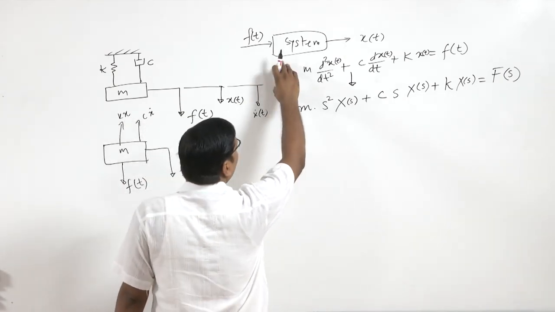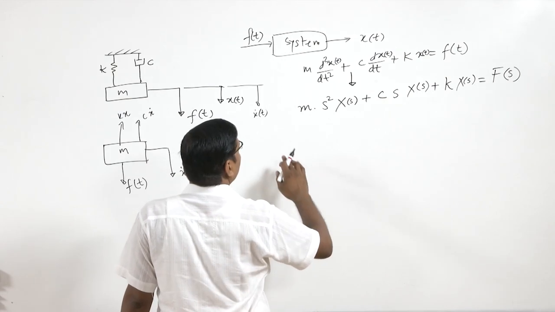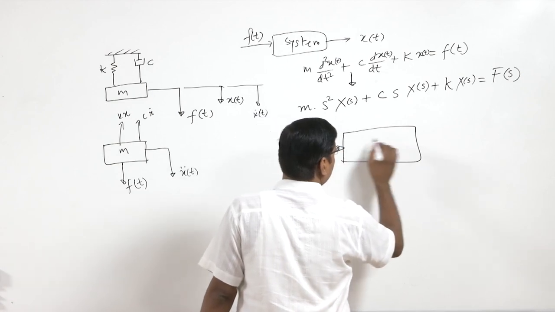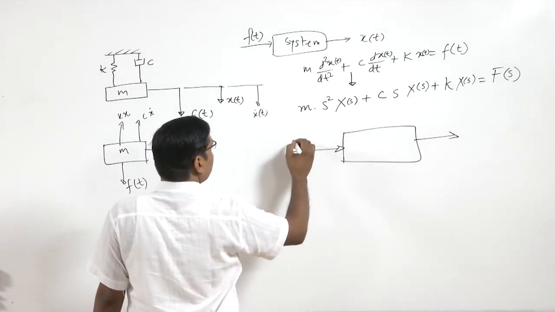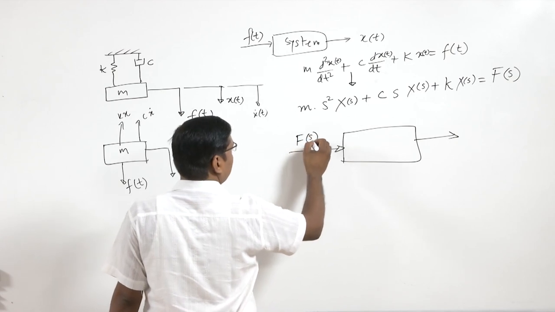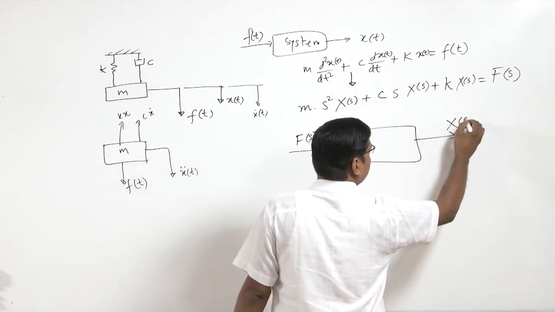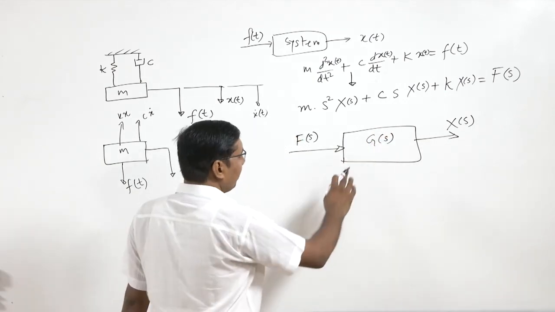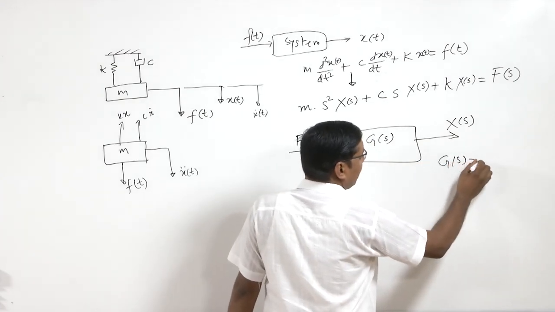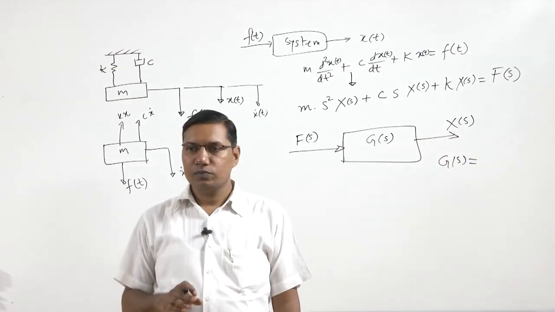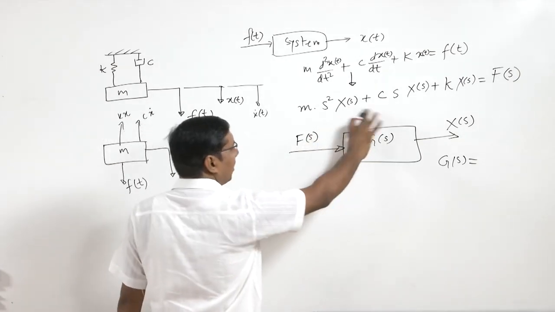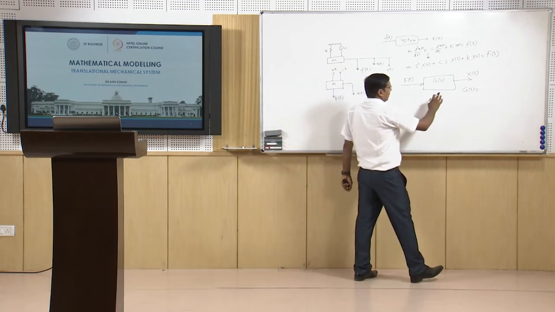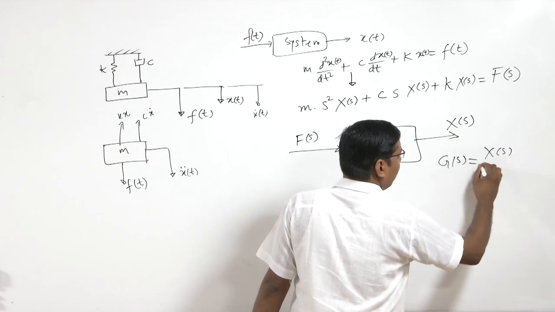And so this is our system. What will be the transfer function? We have F(t) as input, here is F(s), and this is the output, X(s), and G(s) is the transfer function. So we have to find G(s). G(s) is output upon input, and here we have already taken the initial conditions as 0. So G(s) equals X(s) upon F(s).